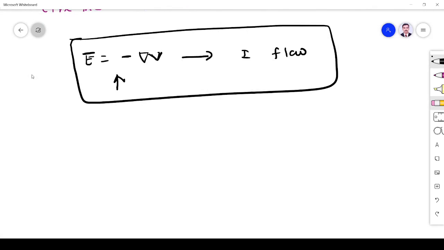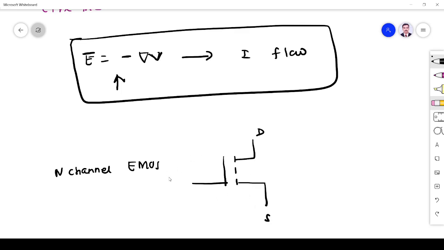Okay, now we will see the circuit symbol. For N channel EMOS, let me draw the circuit symbol. You see, in enhancement MOSFET there is no channel initially. So we have three terminals, and the gap indicates no channel. Drain, source, gate. Here it is body, B. This is the conventional symbol.